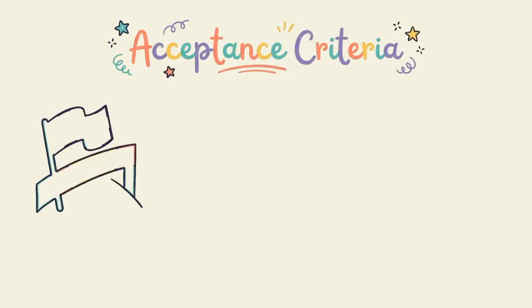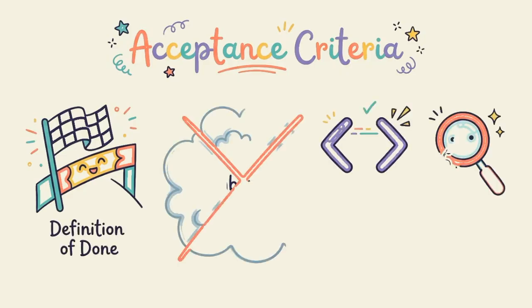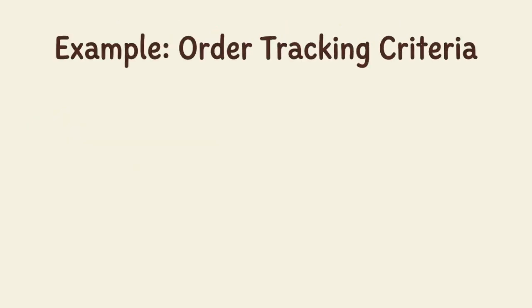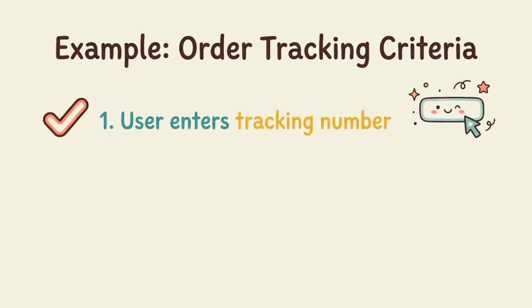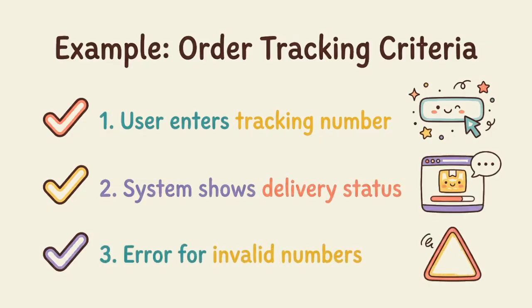Precision comes from clear acceptance criteria. Acceptance criteria define when a story is considered done. They remove ambiguity and guide both development and testing. For our order tracking story, this could mean the user can enter a tracking number, the system shows delivery status, and an error appears for invalid numbers.